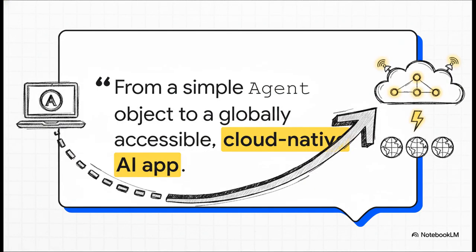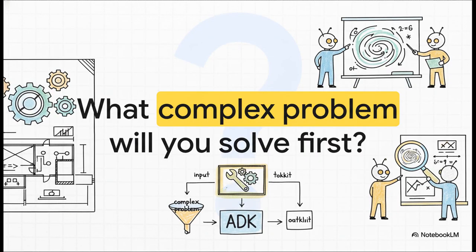And that brings us full circle. We've just walked through the complete developer journey. Think about it. We started with a simple agent object in a local code file and ended up with a robust, globally accessible, production-ready AI application running in the cloud. The ADK really does provide this powerful and comprehensive toolkit for building these sophisticated systems. It handles the architecture so you can focus on the logic. So the only real question left is, what complex problem are you going to solve with it?